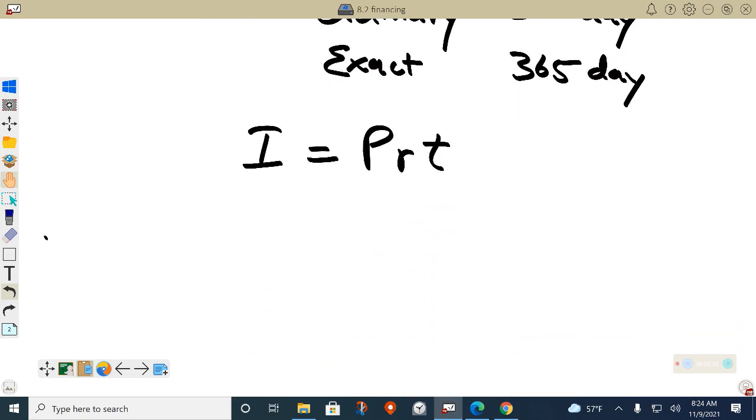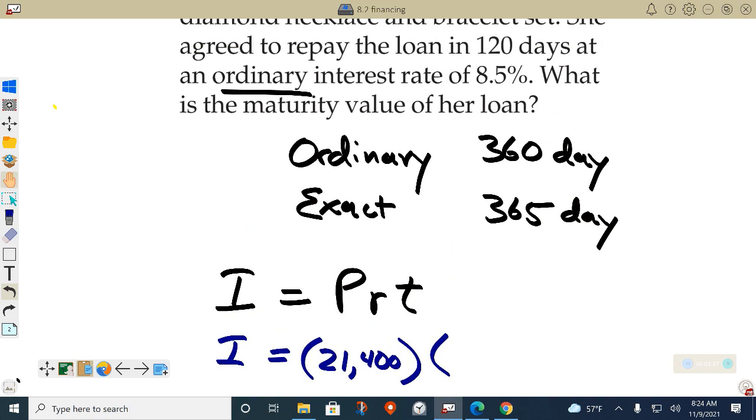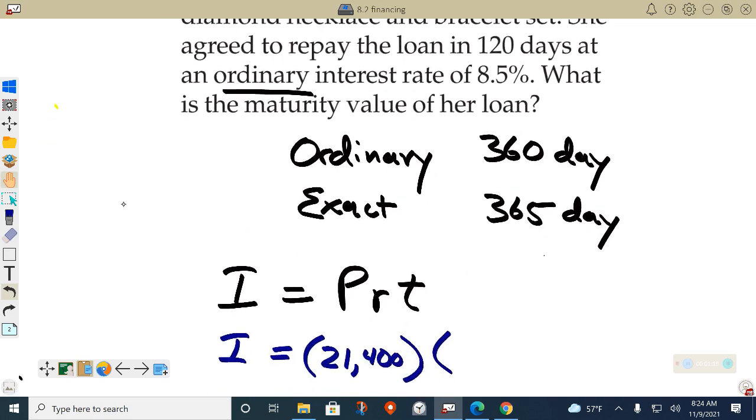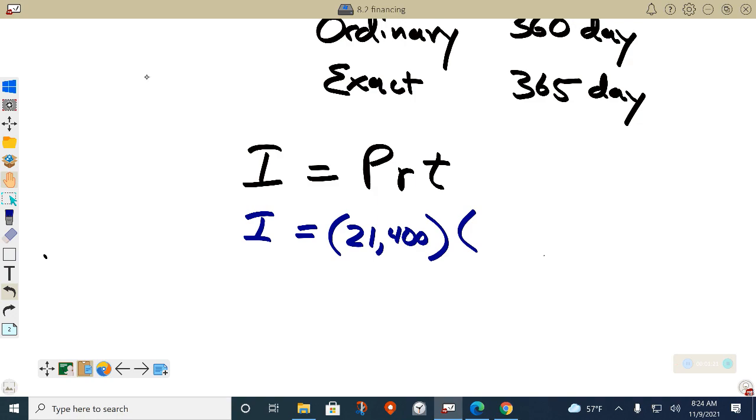21,400 is the principal. So the cool thing about this lesson is it's the same stuff. It's not that big of a deal here. You've seen all this already. This should be like a cakewalk. The rate, you already know how to change the percent to a pure decimal. That's 0.085.